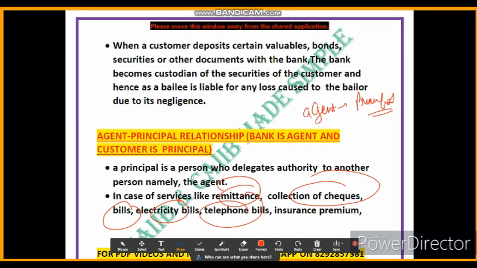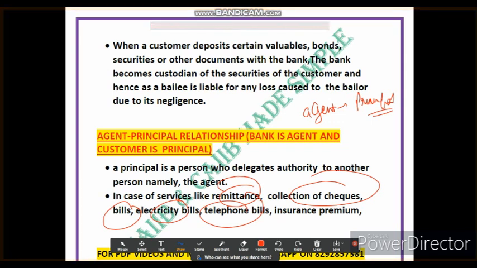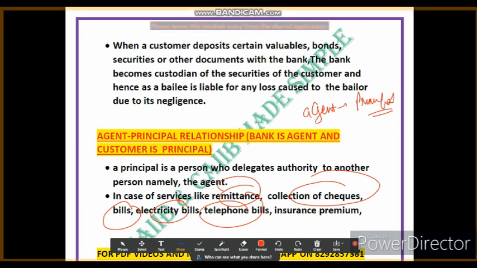Suppose you want to pay your electricity bill, but you are unable to do so personally. So you can authorize your bank to pay the bill on your behalf. In this case, the bank acts like your agent, carrying out the task of bill payment on your behalf. The bank receives the money from you and pays the bill to the electricity company as your representative.